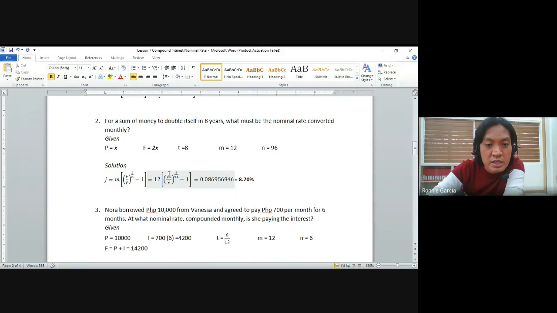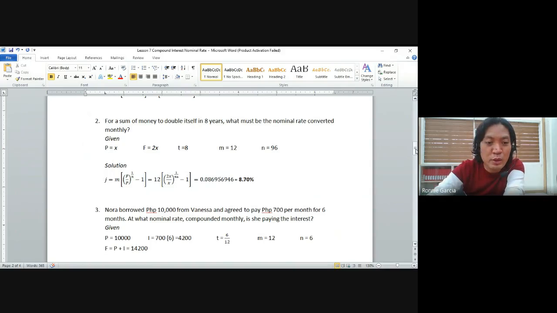1 over 96. So solving this, we have to eliminate x because x divided by x is equal to 1. So we are just left with 2 raised to the power of 1 over 96. Then minus 1, then this value will be multiplied by 12. So kindly check if the answer is really correct, since we have already a clerical error a while ago for the value of m, which is supposedly 12 from 4. So you must get the correct answer after doing that.